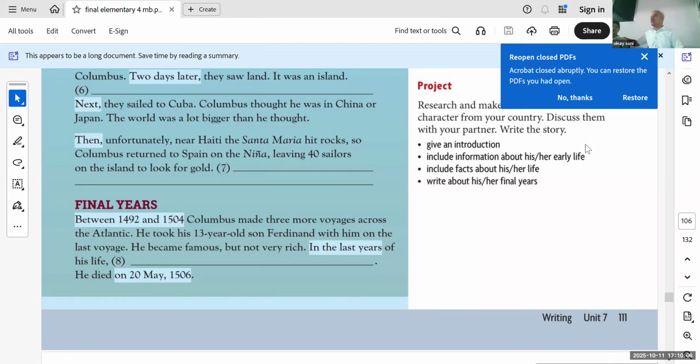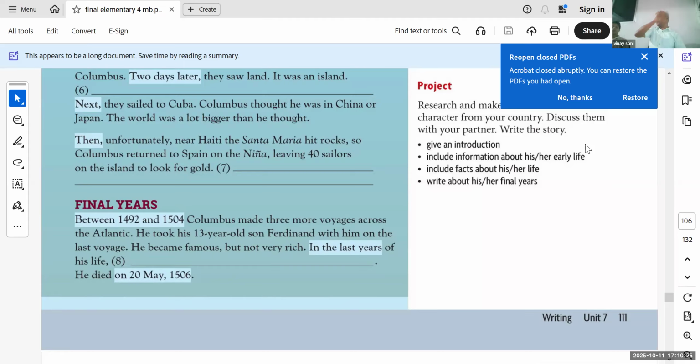He could not hold on that island San Salvador, right? He left 40 sailors there to look for gold. To look for gold, मतलब सोने की तलाश में, right? To look for gold, he left 40 sailors, but he could not become very rich.